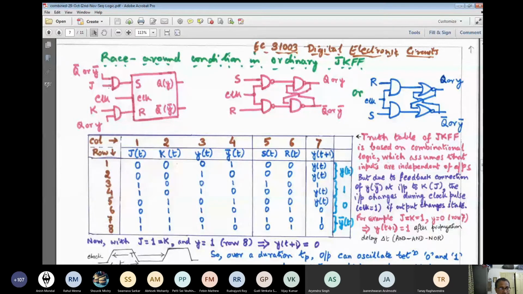On the other hand, R will become 0, so output will become 1. Now, if Y is 1, and your S is what? S is ANDing of J and Y bar. So J is 1 and Y bar is 1.